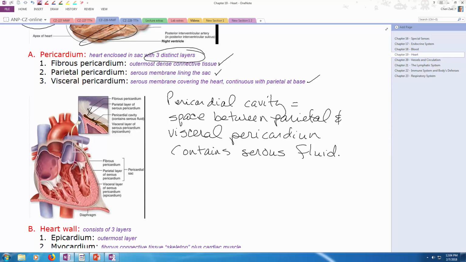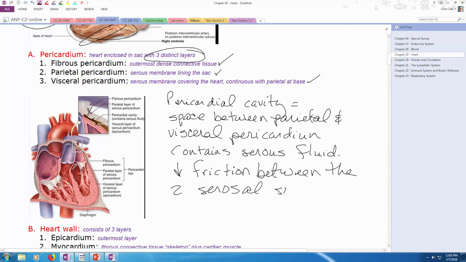Because the heart moves. When the heart beats, it actually moves or writhes, so to speak, in that pericardial sac. And so in order to minimize friction between the visceral and parietal surfaces, we actually have that serous fluid there. So serous fluid reduces friction between the two serosal surfaces, which is your parietal and visceral pericardium.